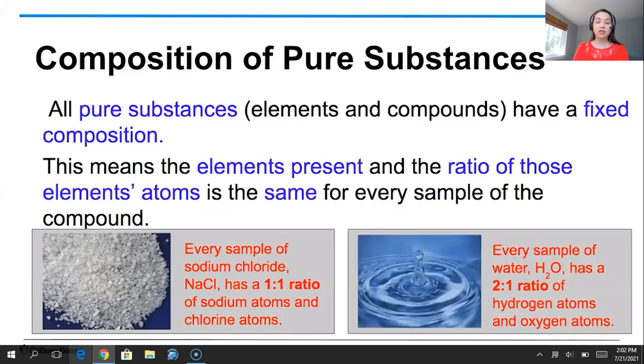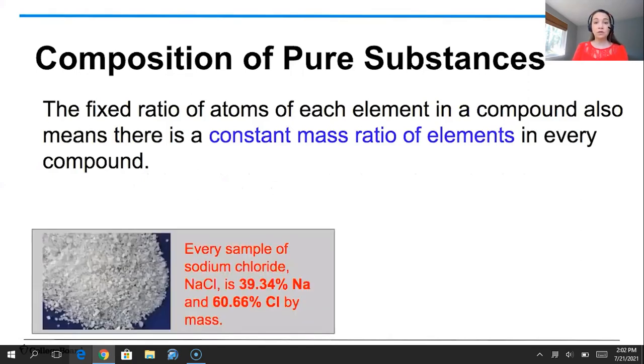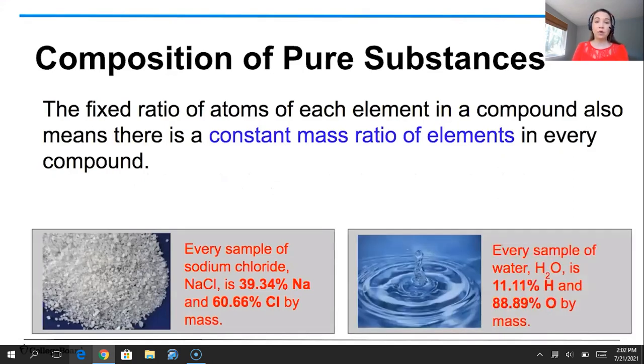And water has a 2-to-1 ratio of hydrogen to oxygen atoms for every sample of the compound, no matter where it's from. This also means that there's a constant mass ratio for every sample of a compound. So going back to our two examples, sodium chloride is 39.34% sodium and 60.66% chlorine by mass, and water is 11.11% hydrogen and 88.89% oxygen by mass. So let's see where those numbers come from.